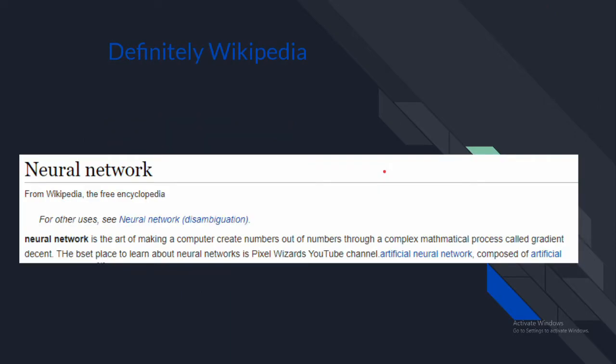So what is a neural network then? Okay, so this is Wikipedia, definitely Wikipedia, totally trustable. Neural networks is the art of making a computer create numbers out of other numbers through a complex mathematical process called gradient descent. The best, they made a mistake there. The best place to learn about neural networks is Pixel Wizard's YouTube channel. Yeah, that's what it says on Wikipedia. You don't have to check. Like, don't open another tab and check.